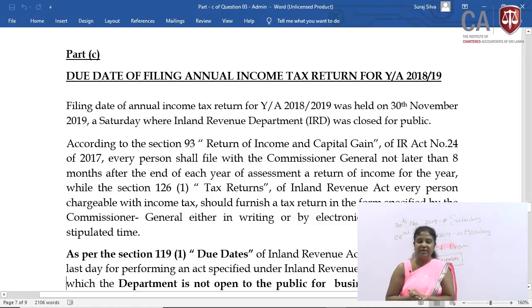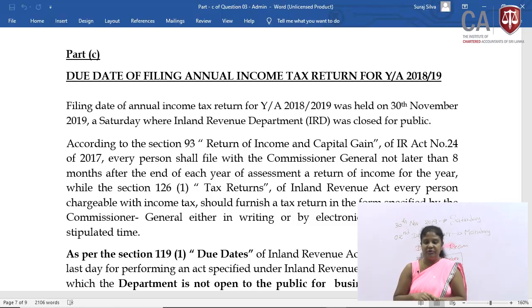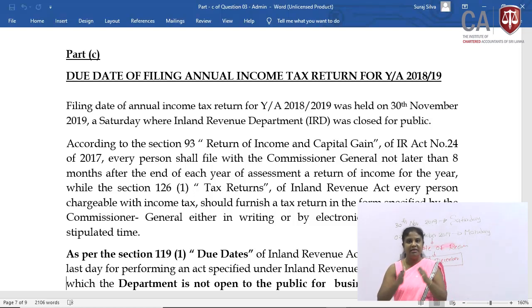Filing date of annual income tax return for year of assessment 18-19 was 30th November 2019, a Saturday, where the Inland Revenue Department was closed to the public. That is, I have taken from the scenario itself. According to section 93, return of income and capital gain of Inland Revenue Act number 24 of 2017, every person shall file with the Commissioner General not later than 8 months after the end of each year of assessment. All of you know the due date for filing the income tax return.